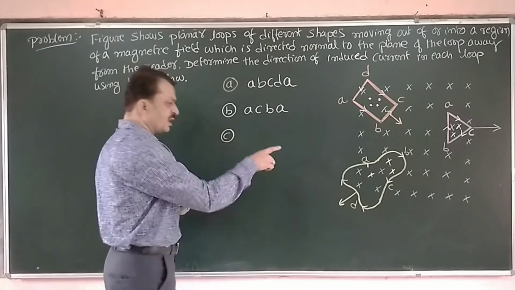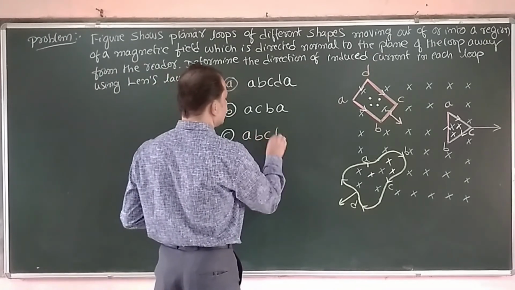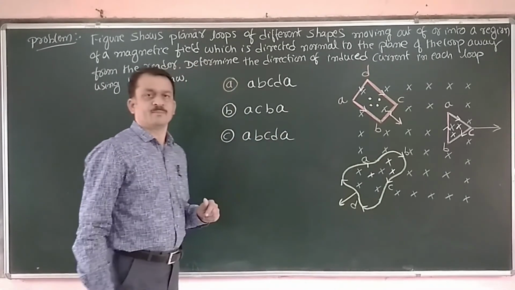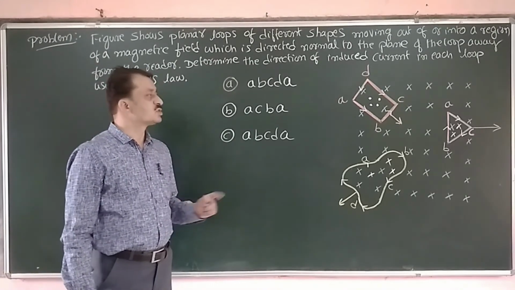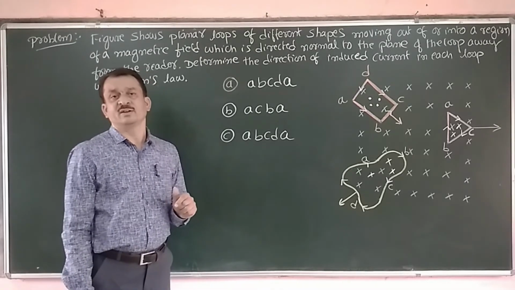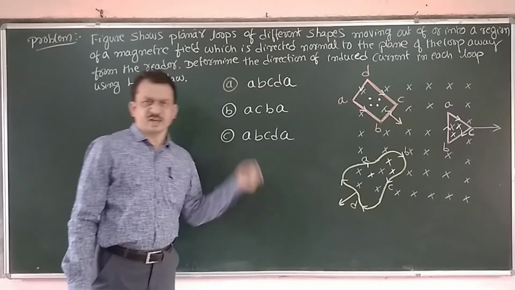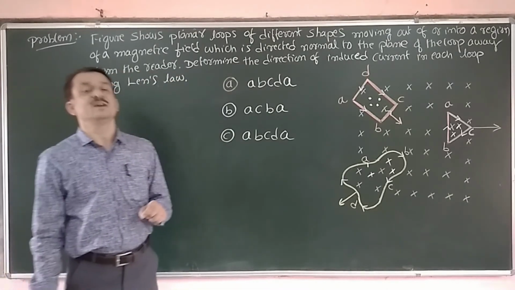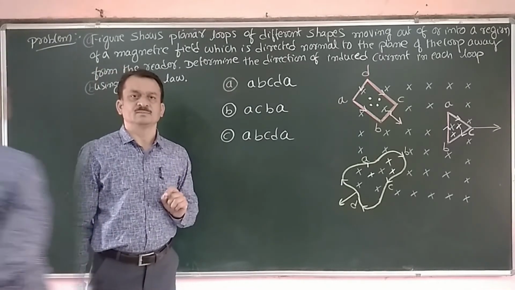For the third irregular shape, the path is A, B, C, D, A, so that it has to increase the field. So like this we will work out the direction of the current whenever different shapes are moving out of or into a magnetic field region by using Lenz's law.